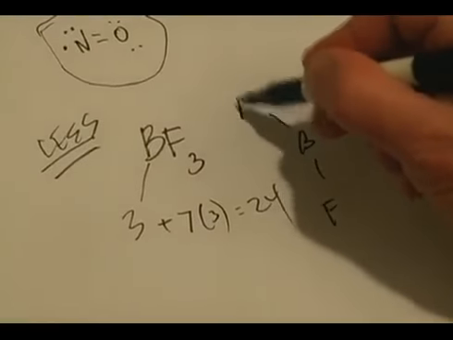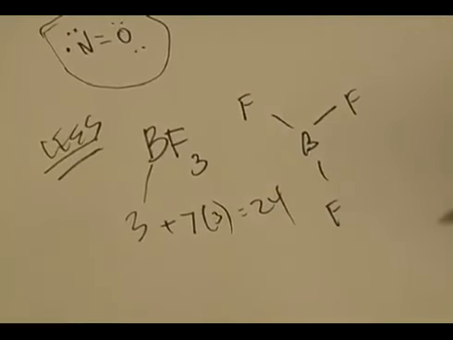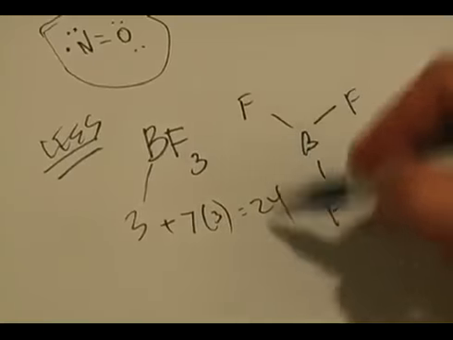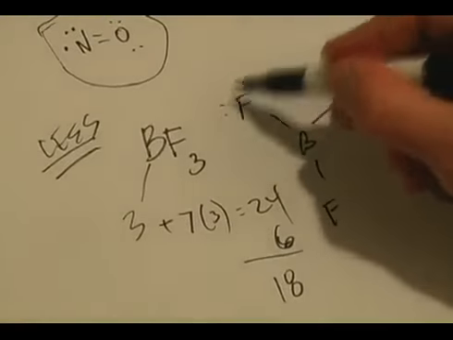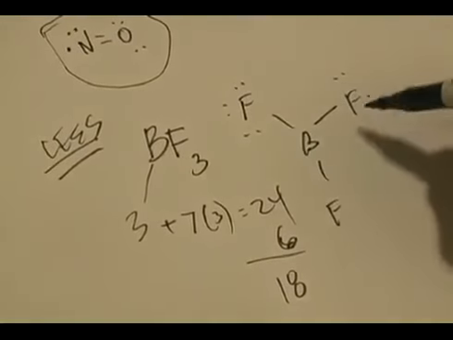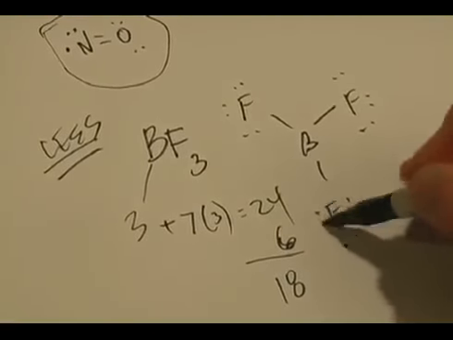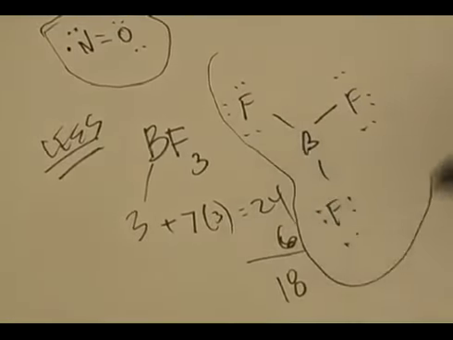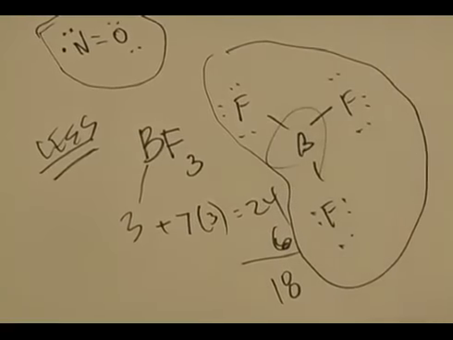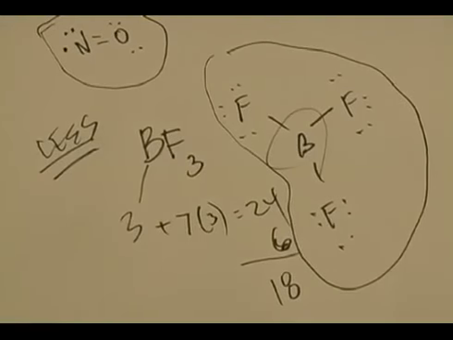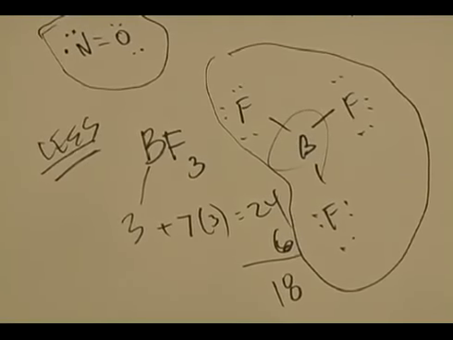Boron, of course, is way less electronegative than fluorine, since fluorine is the most electronegative. This uses up 2, 4, 6 electrons. 24 minus 6 leaves me with 18. 2, 4, 6, 8, 10, 12, 14, 16, 18. Hey, there it is, 18 electrons. Boron trifluoride. Boron has less than an octet of electrons. And it turns out that's the way boron acts. It can have less than an octet of electrons.